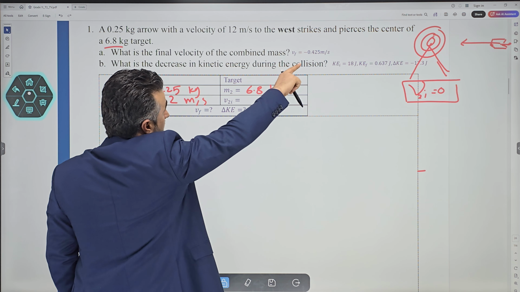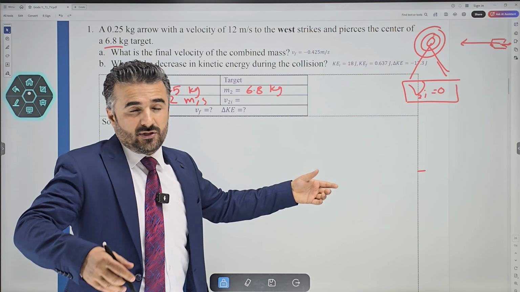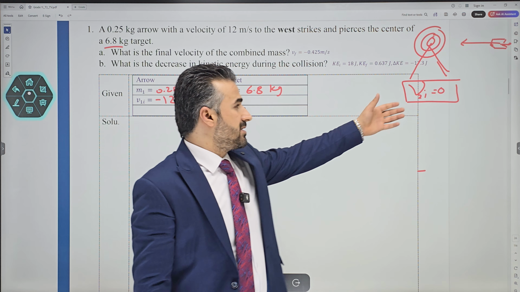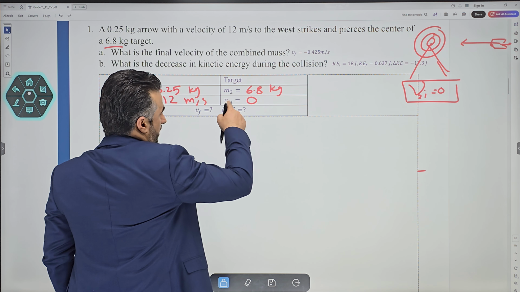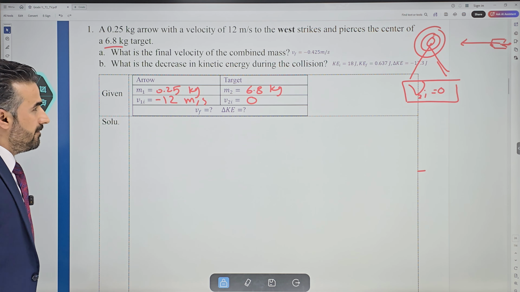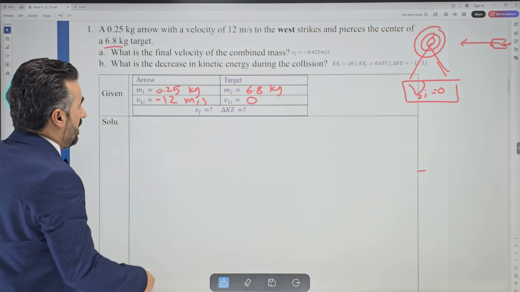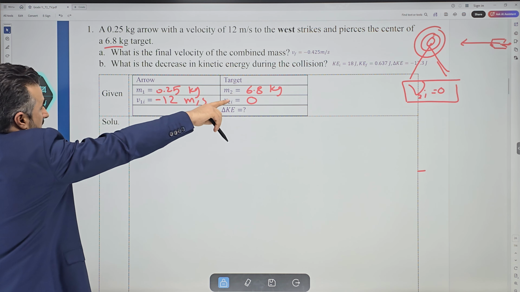So we can say that even though they should have mentioned a stationary target, assuming that targets are stationary, they didn't mention that. So at this point, remember that v2 initial, the velocity of the target, is 0, because this is how you can hit it or strike it. If not, you might not be able to do that. The mass of the target is 6.8.